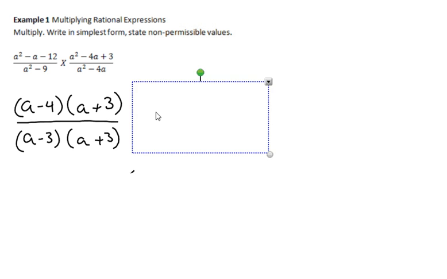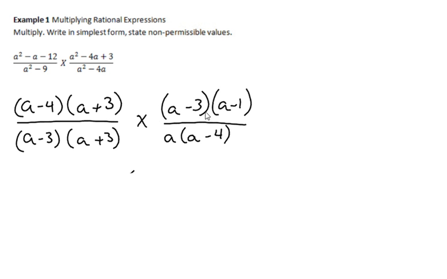And when we factor that, we end up with a minus 3 multiplied by a minus 1 over a multiplied by a minus 4. So we've just removed an a, and then we're left with a minus 4, and we factored this expression like we would any other expression. Okay, at this point, this is where we need to figure out what our restrictions are. So we've got a lot of different factors in the denominator, and we have to consider all of them.